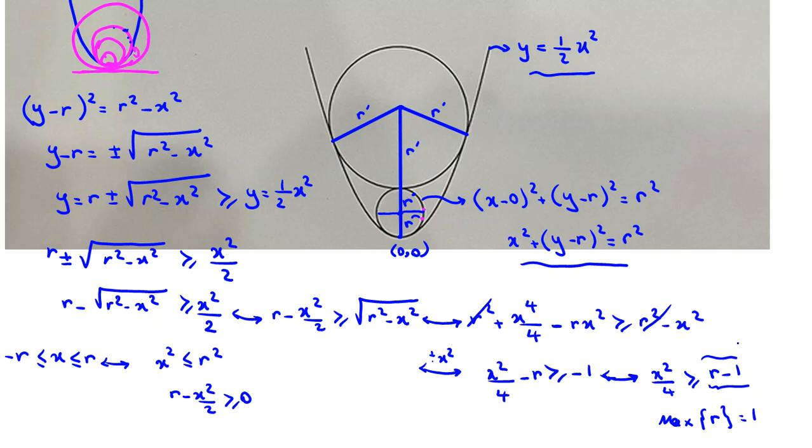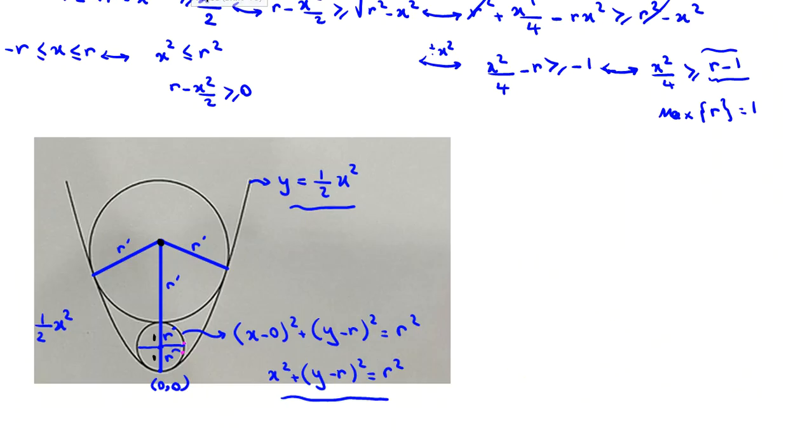Okay, so now let's consider. Now here we say it is 1. It is r prime, so the x coordinate is 0, and the y coordinate is r prime plus 2. So if I want to write the equation of this circle, it will be x minus 0 squared plus y minus r prime minus 2 squared equal to r prime squared. Now here, look at this point, it's an important thing.